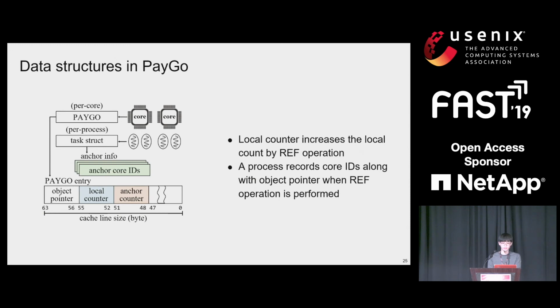Here we show the data structures required for implementing PayGo in Linux. First, we have a per-core hash of local reference caches, and each entry of the hash consists of an object pointer, a local counter, and an anchor counter. In order for a process to manage the anchor core information, a task struct has a list of anchor core IDs, and every time a process references an object, it stores core IDs in that list.